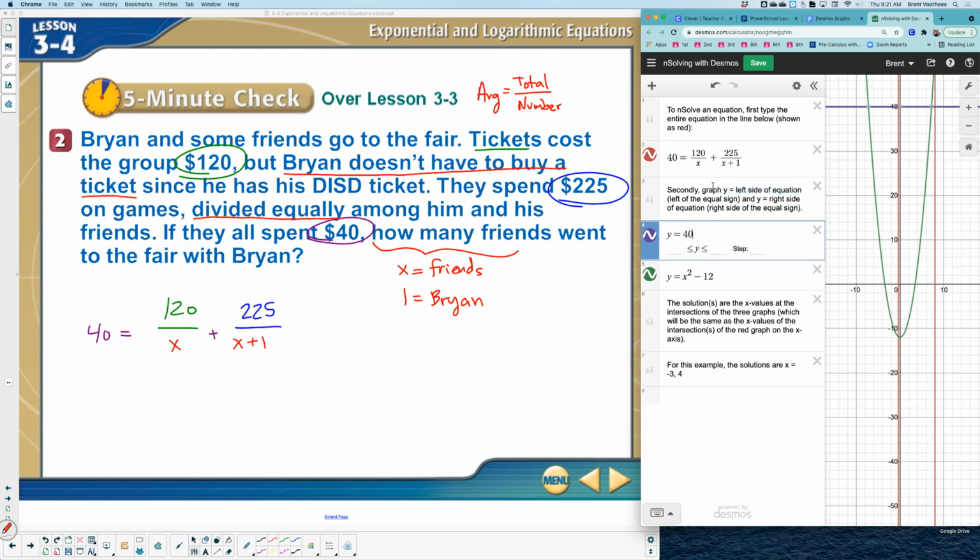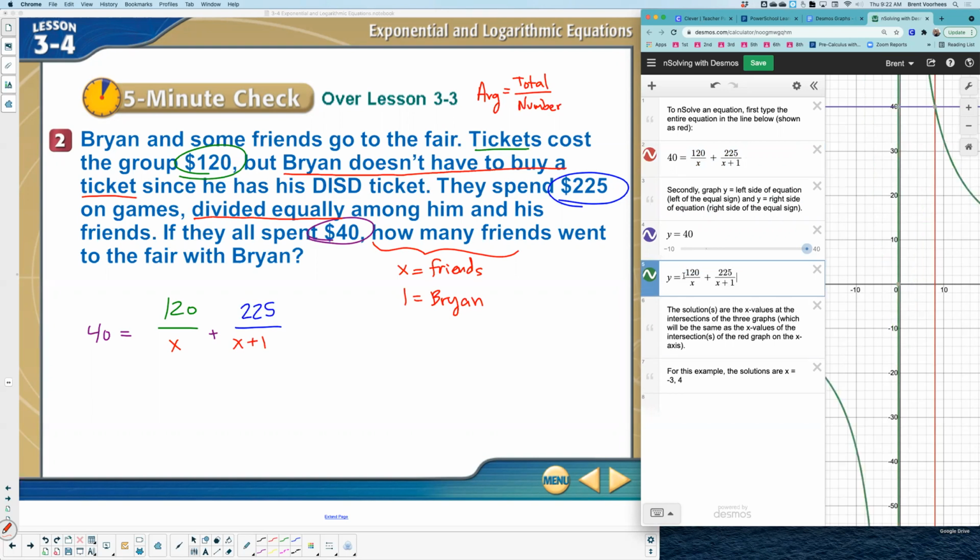Y equals 40 there. And then it says Y equals the right side of the equation. And it clarifies that's the right side of the equal sign. So you would copy this. I'm going to copy it by holding down Shift and hitting C. Hold down Shift, press C, that copies. And I'm going to go here, hold down Shift, press V. The intersection is the solutions. I will let you click to find out how many that is. I'm not going to just give it away.